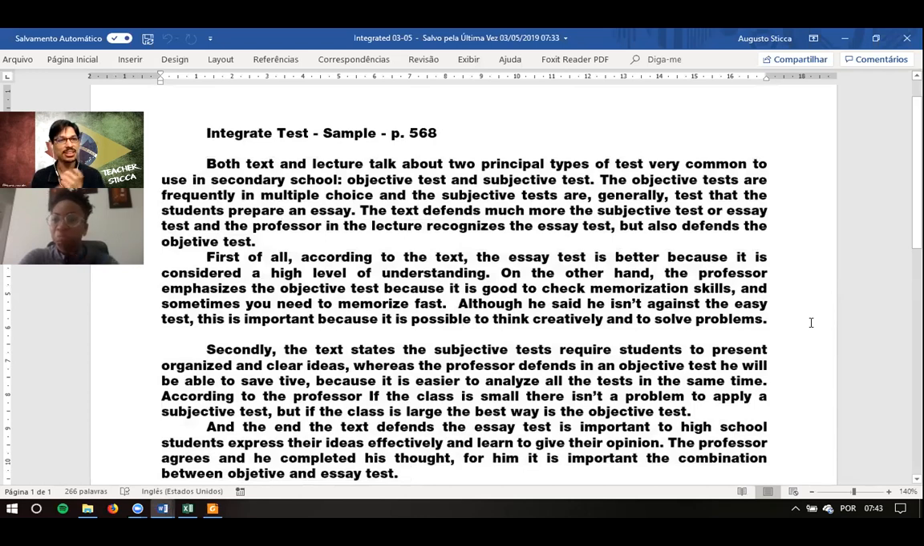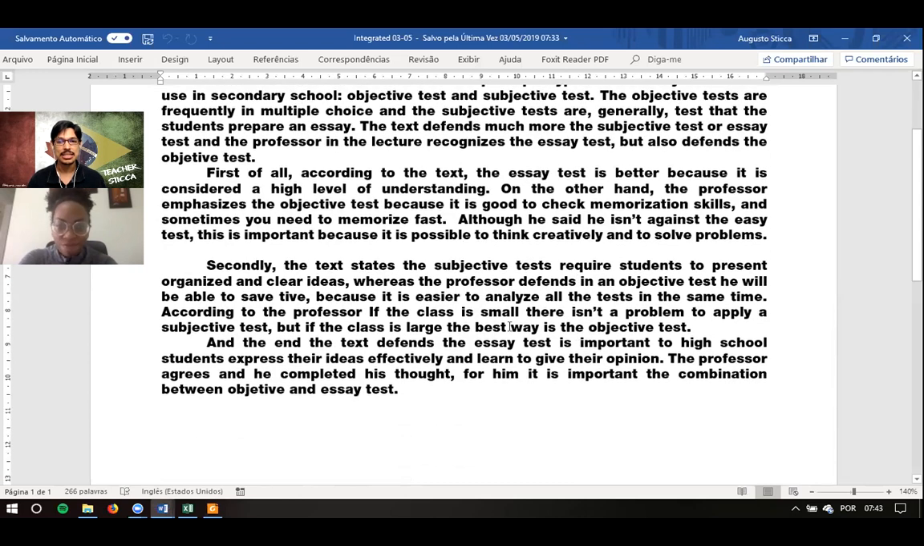Very good. Secondly, the text states the subjective test requires students to present organized and clear ideas, whereas the professor defends an objective test, he will be able to save time, because it is easier to analyze all the tests at the same time. According to the professor, if the class is small, there isn't a problem to apply subjective, but if the class is large, objective is the best way to go.